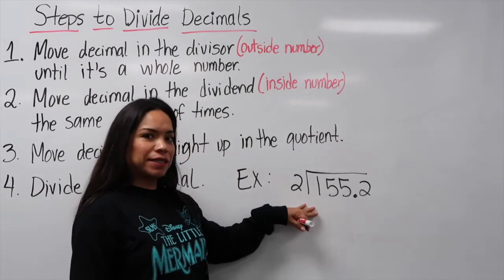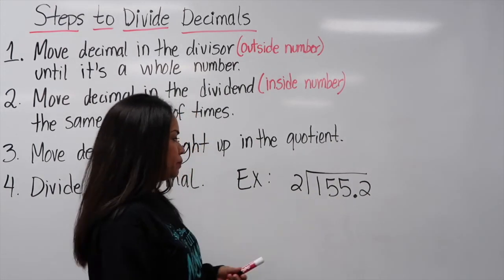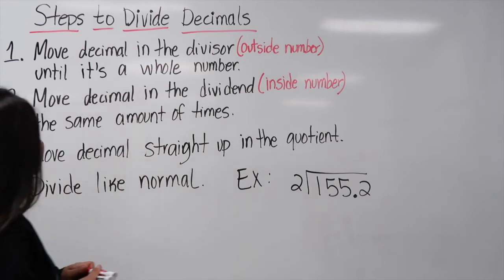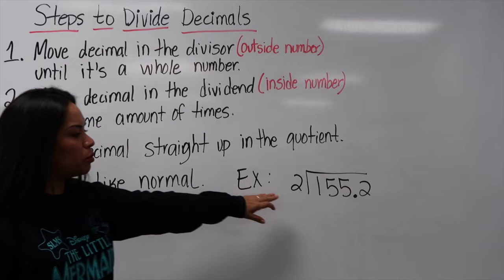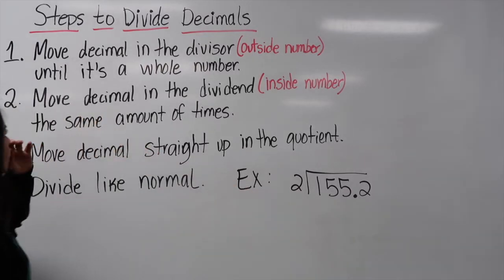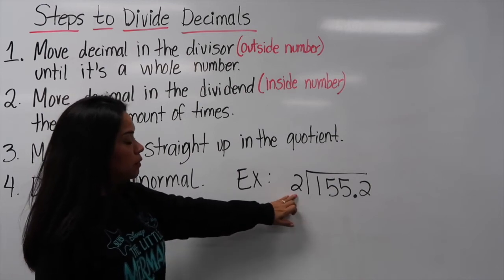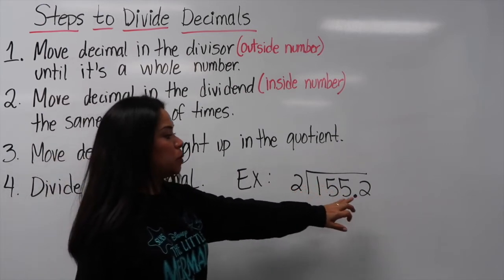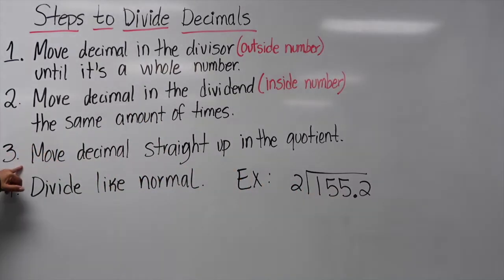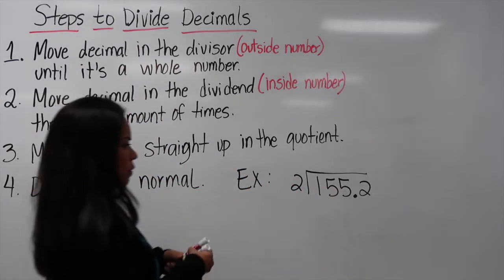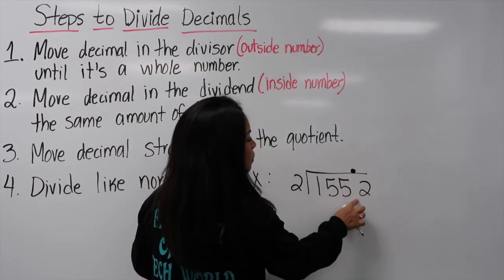Here we have another example. 155.2 divided by 2. So step 1, move the decimal in the divisor until it's a whole number. It's already a whole number, so we don't have to move anything in the divisor, and that means we don't have to do anything in the dividend. So we're going to start with step 3, and we're going to move our decimal straight up.